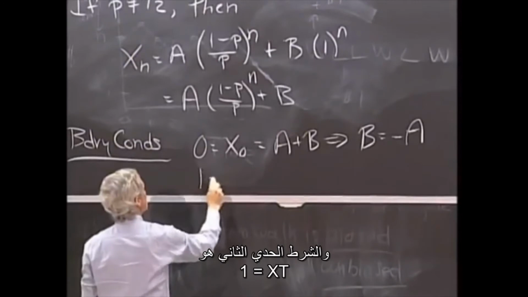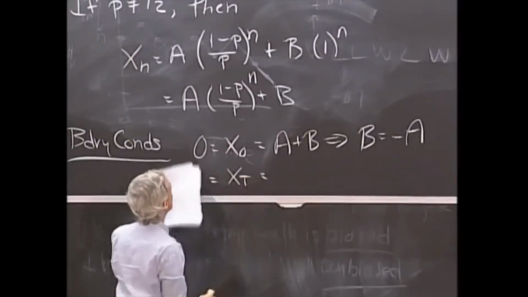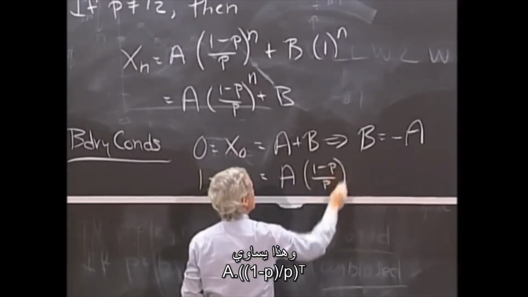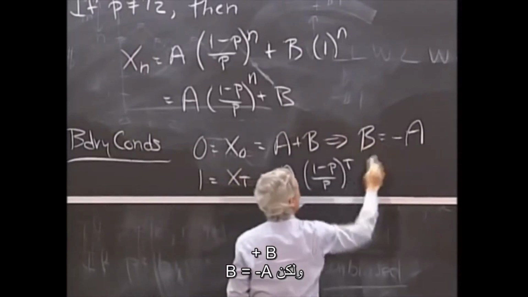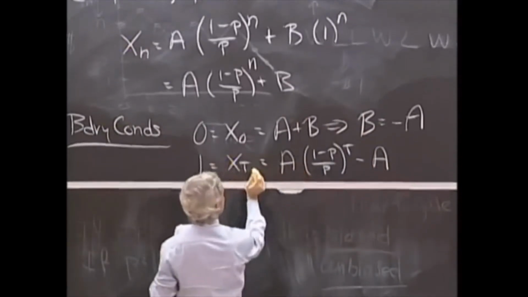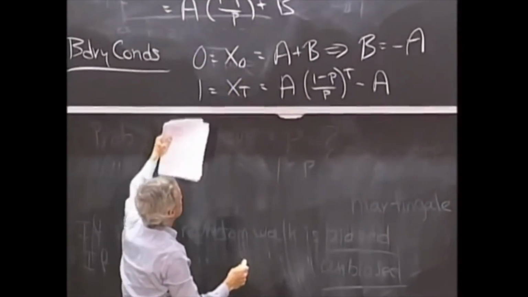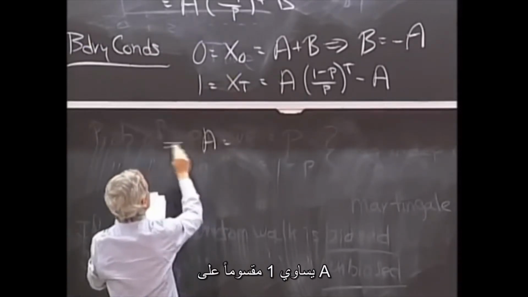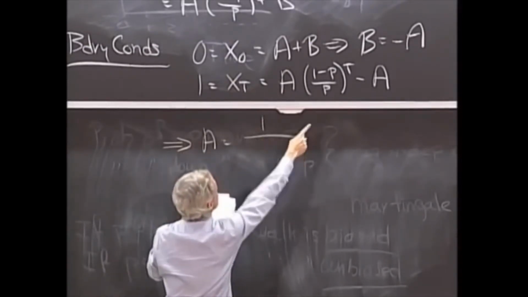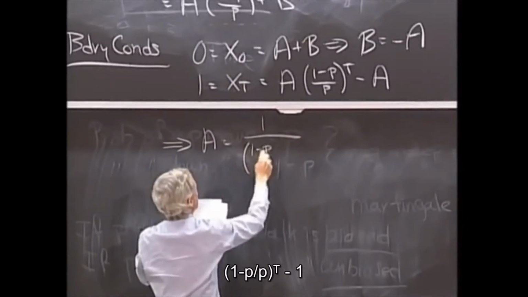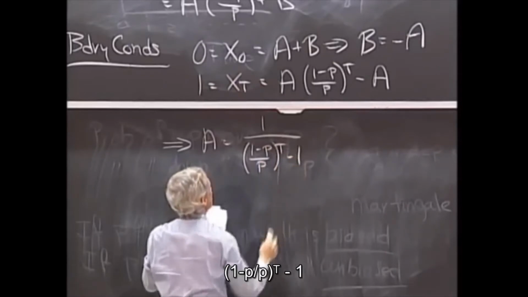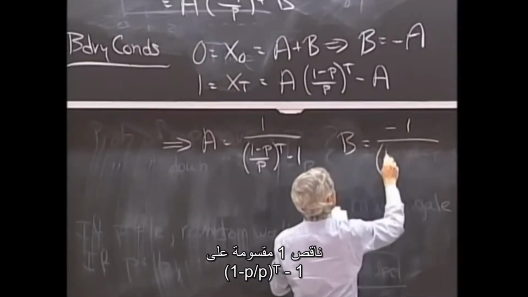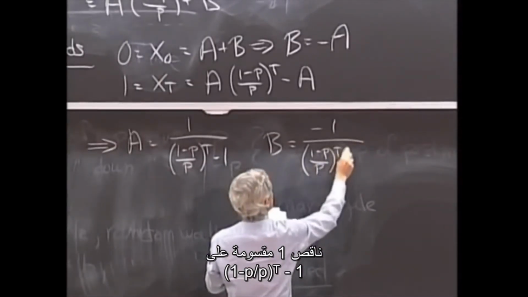Then the second boundary condition is 1 equals x_t, and that is a times ((1 minus p) over p) to the t plus b, but b was minus a. And now I can solve for a. All right, so that means that a equals 1 over (((1 minus p) over p) to the t minus 1), and b is negative a, minus 1 over (((1 minus p) over p) to the t minus 1).